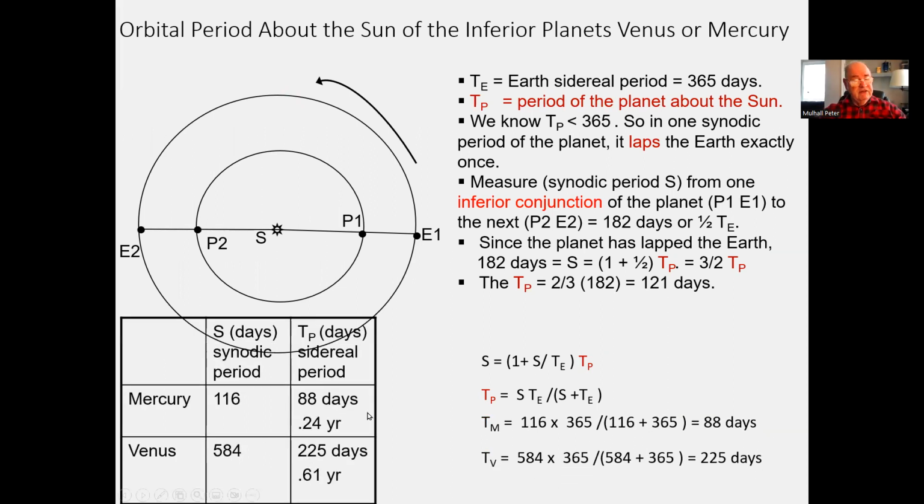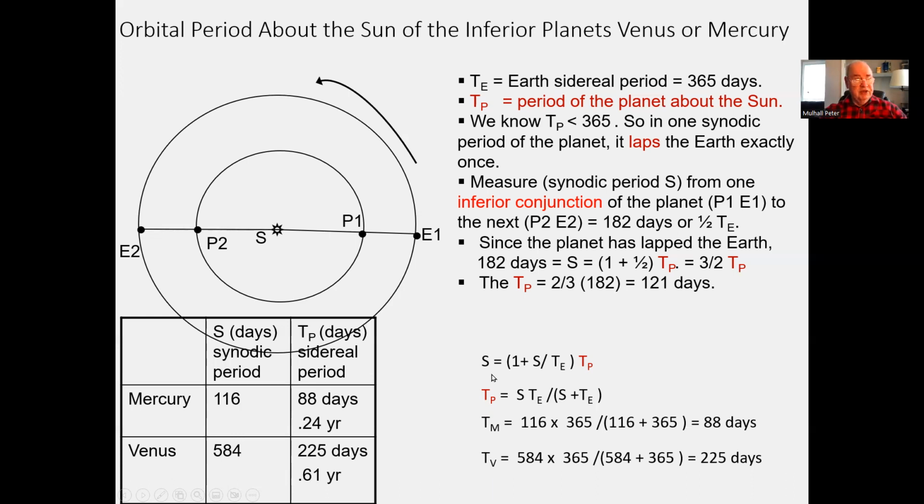These are the orbits that he finds: 88 days for Mercury and 225 days for Venus. Here is the very pretty formula: the period of the orbit of either Mercury or Venus is the synodic period times our period of 365 days. It's S times T over S plus T. Very, very pretty equation that you get to be able to calculate these numbers.